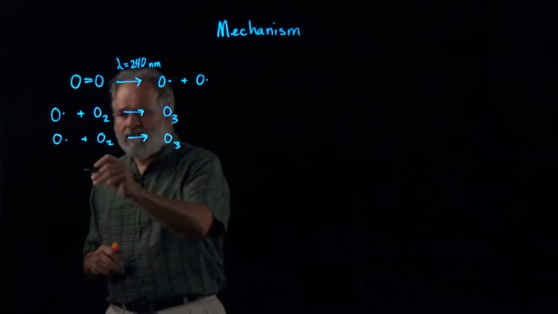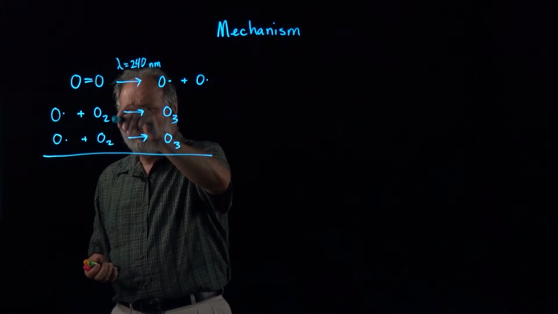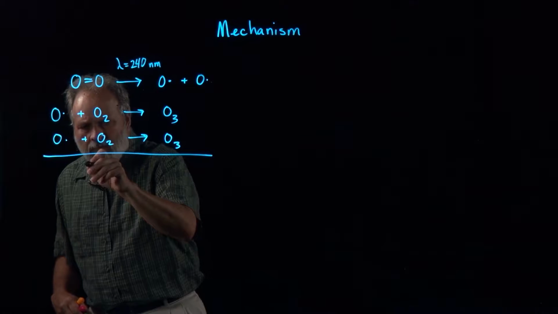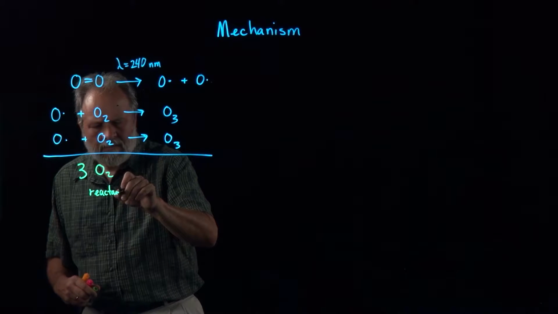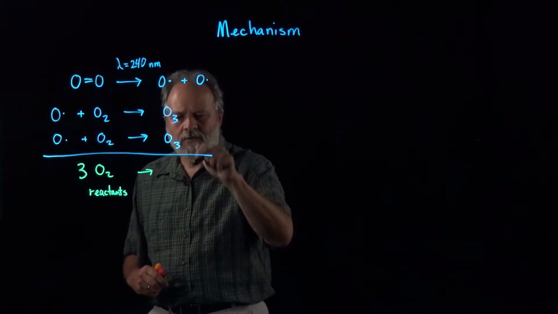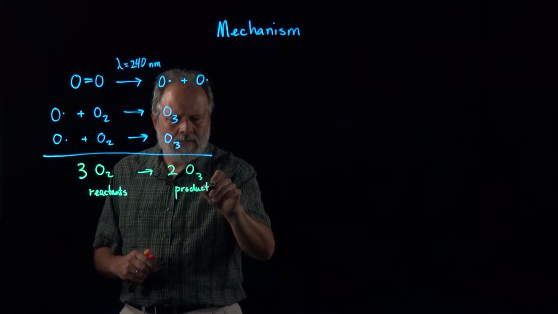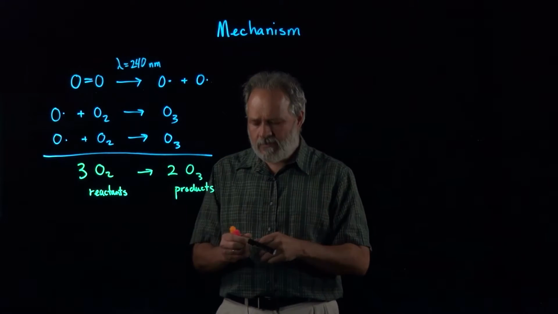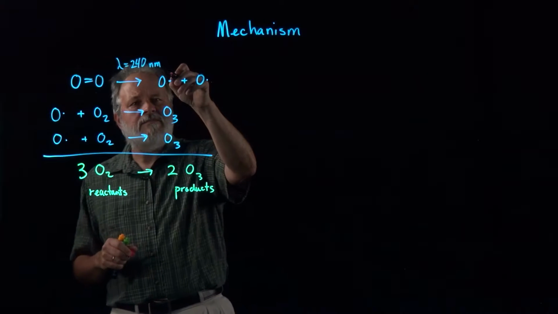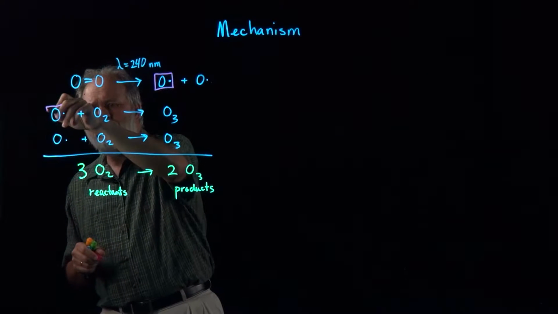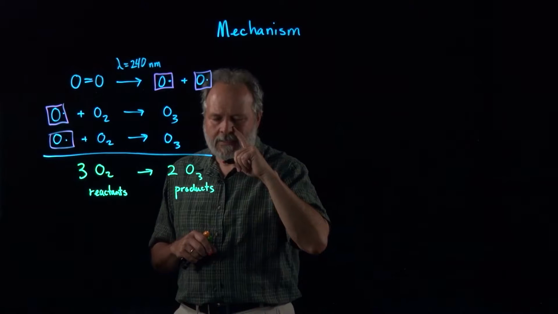Okay, so the overall reaction is just the sum of these 3 steps. Okay, so there are 3 O2 molecules here, and these are called reactants. There are 2 ozone molecules here. These are called products. And there's an extra molecule or atom here that's involved that's neither a reactant nor a product. It's something that is made in one step and removed in the other step. And so this is called an intermediate.